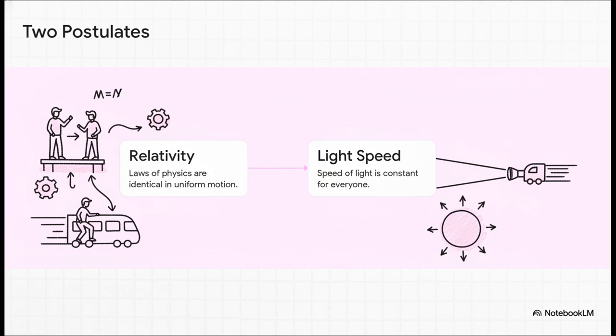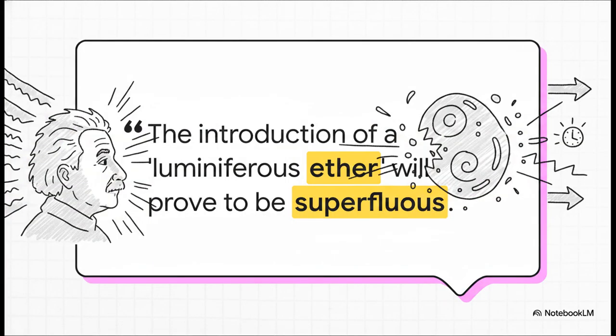So if you shine a flashlight from the front of a speeding train, the light doesn't travel at the speed of light plus the speed of the train, it just travels at the speed of light, period. By just accepting those 2 rules, Einstein made a huge leap.